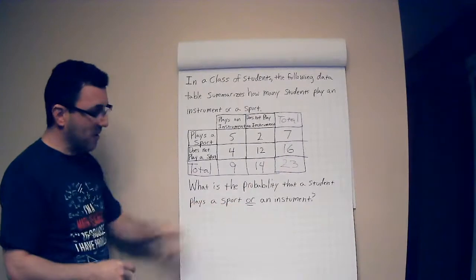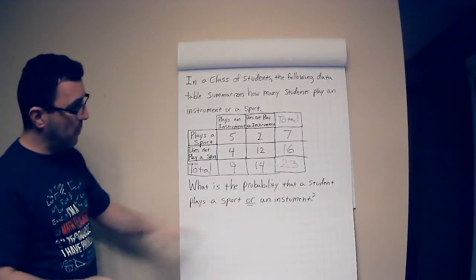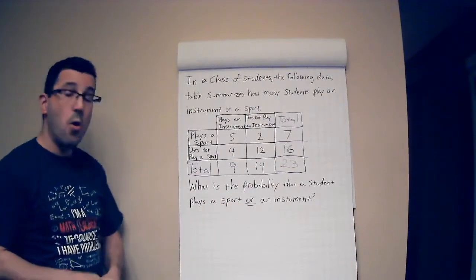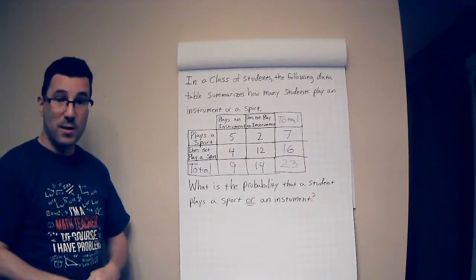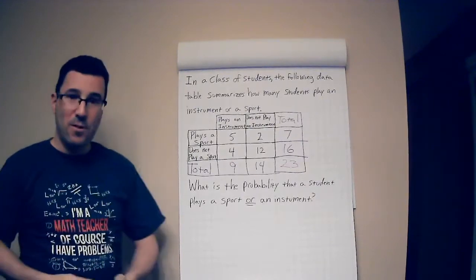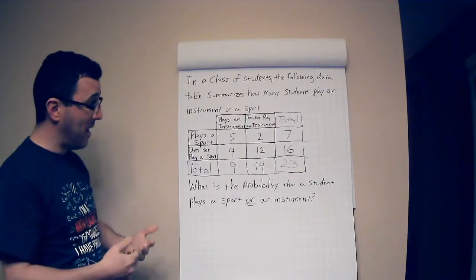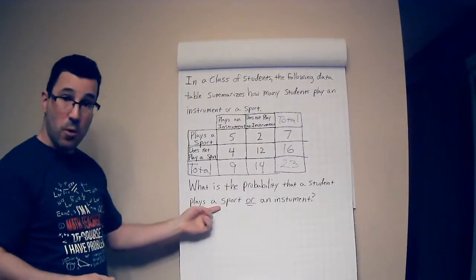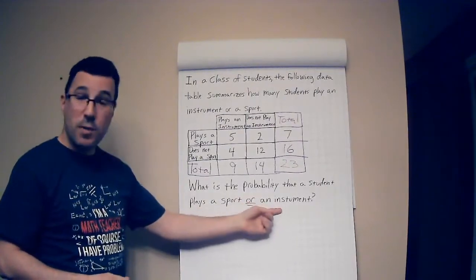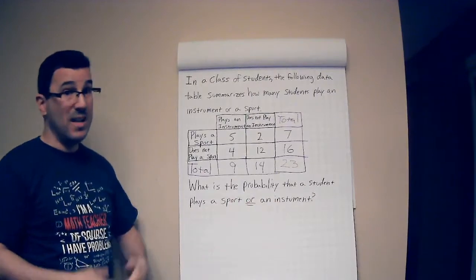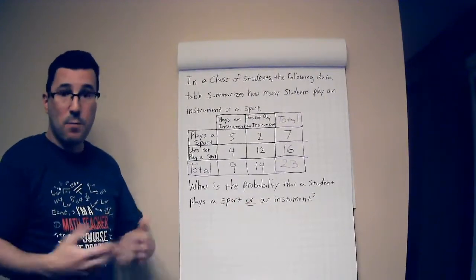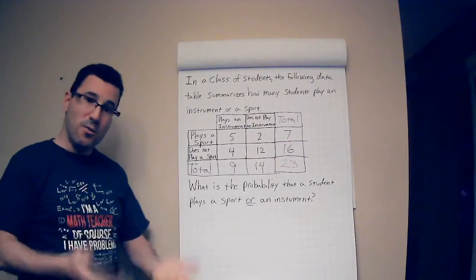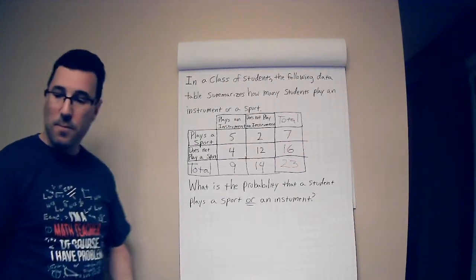So what this asks, though, is what is the probability that a student plays a sport or an instrument? So what we have to do, that "or" means they could just play a sport, they could just play an instrument, or they could play both. They could play a sport and an instrument. So there's 3 different things we have to take into account.